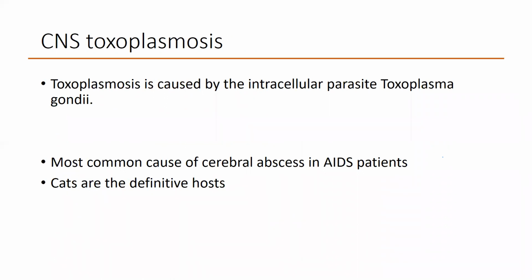Toxoplasmosis, as all of you know, is caused by the intracellular parasite Toxoplasma gondii. It's the most common cause of cerebral abscess in AIDS patients. Cats are the definitive host. So, Toxoplasma is one of the first things that you have to test when any patient with HIV, AIDS comes to you with an opportunistic infection, a meningitis. The first thing that you should test for is Toxoplasma. And if everything is negative, you are supposed to treat for Toxoplasma first before you think of it as cryptococcosis. Empirical treatment you initiate, the first thing that you have to treat is Toxoplasma.